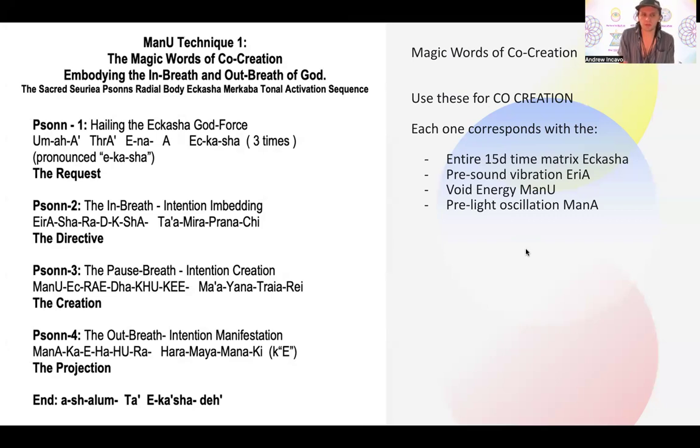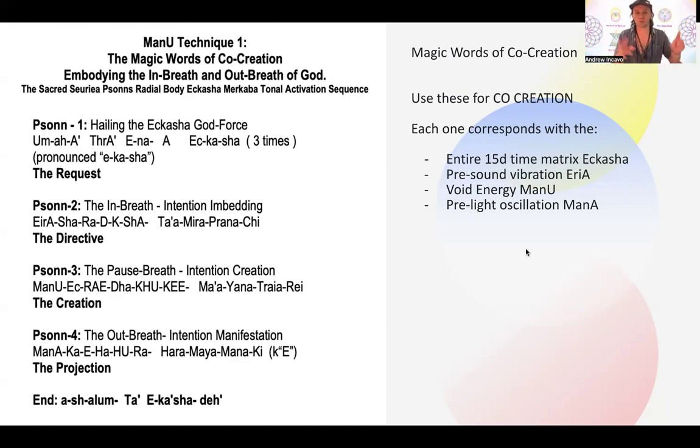Each one of these Sans 1, 2, 3, and 4 aligns with these layers of creation we talked about in the beginning of the video. So we have the Akasha, which is the entire 15D time matrix, notated by this symbol. Then we have the pre-sound vibration, the divine feminine, the Irie. Then we have the void energy, which is the Man Ao, the no thingness, the everything space that is no thing but everything at the same time. It's the void. And then we have the pre-light oscillation, which is the Man A, the divine masculine. Each one of those four that I have written up here corresponds with the sans.